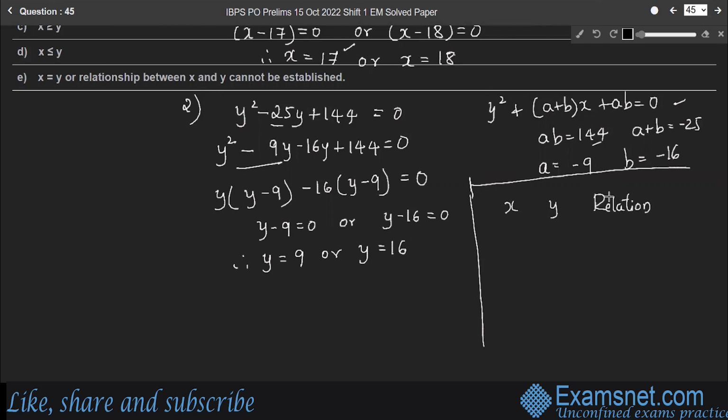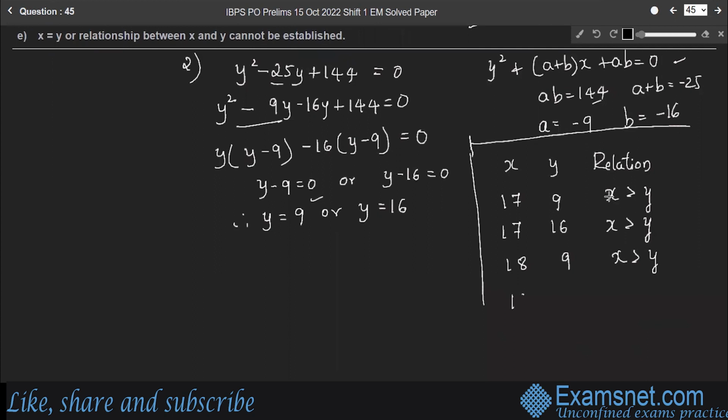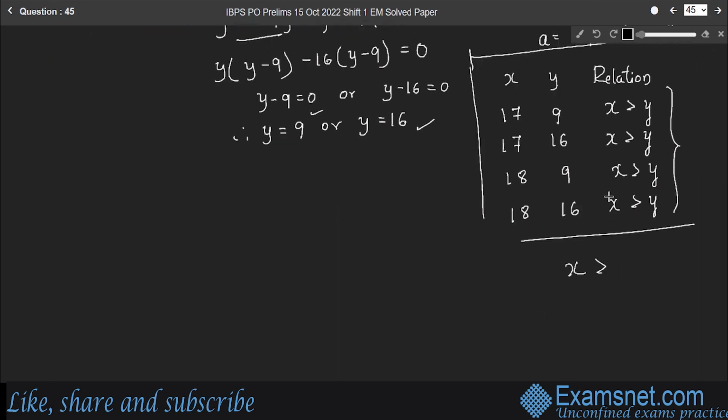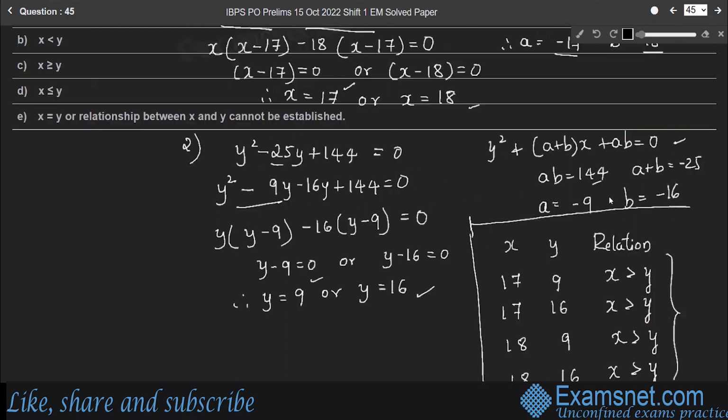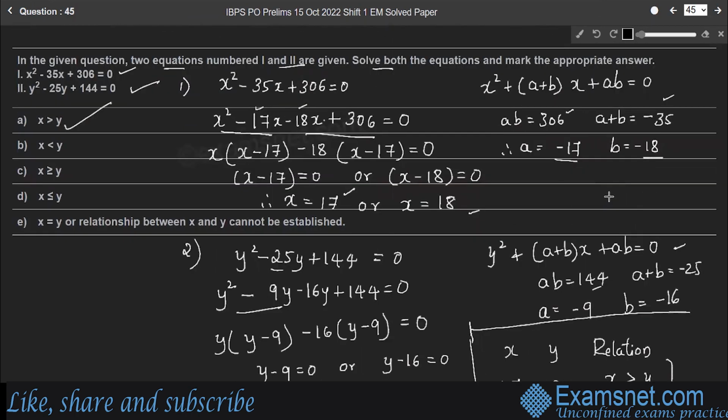Now, if the value of x is 17, y is 9, right? X is greater than y. Again, if x is 17, y is 16, x is greater than y. If x is 18, the value of y is 9. In this case, also x is greater than y. So at last, x is 18, y is 16. X is strictly greater than y. So combining these four, we can conclude that x is strictly greater than y. Right? Therefore, look at the options. Option A is the right answer.